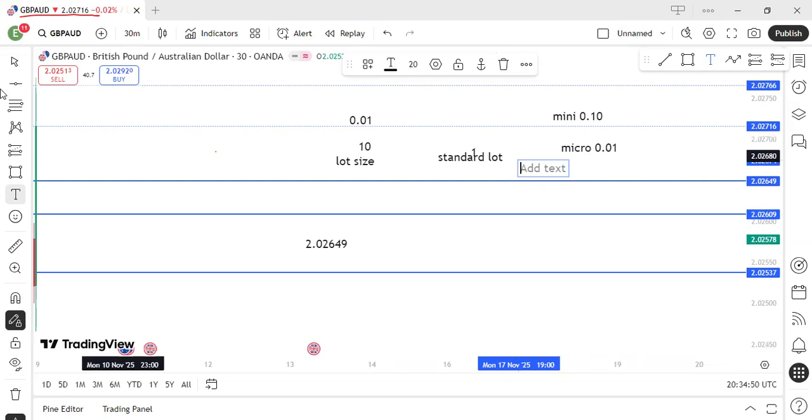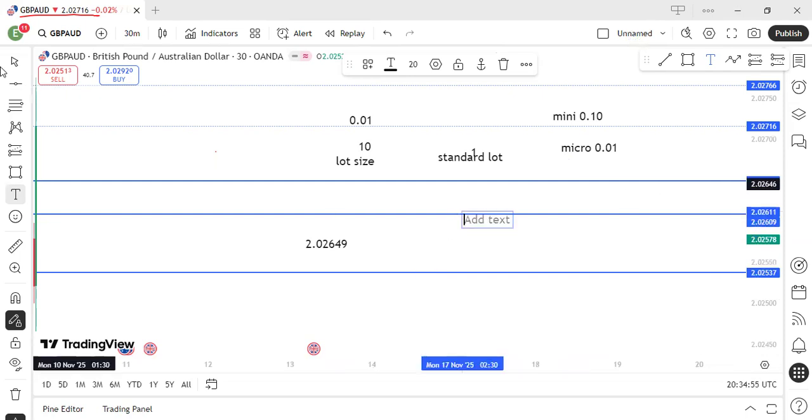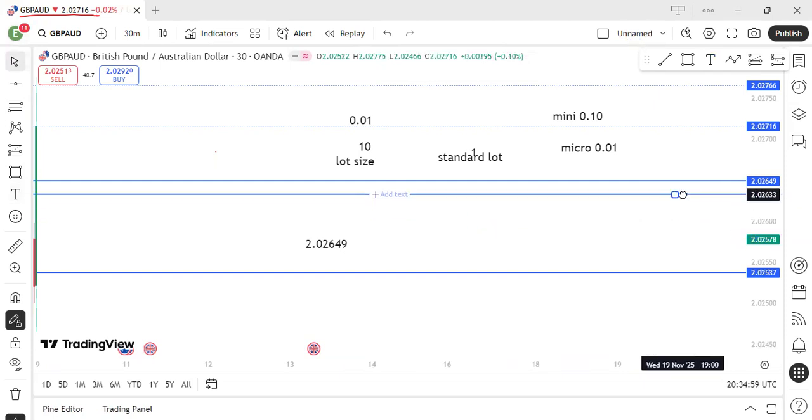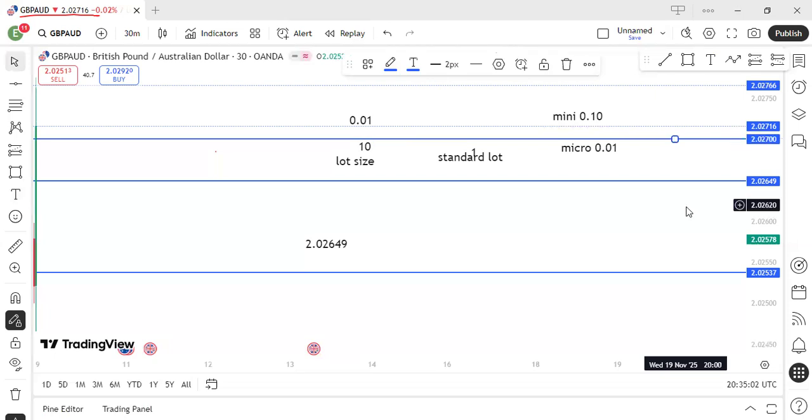2.02700. Let me put a line there. Now, let's say market was here this night, and market moved from here to this point. That is how many pips? That is 10. That will be 6 pips. Just forget about this last number here. We'll do that calculation later.